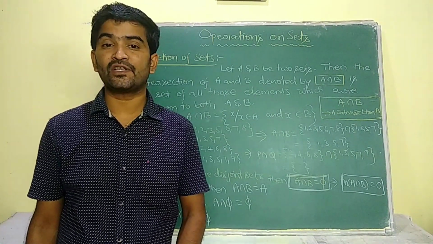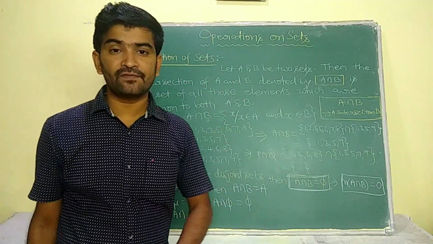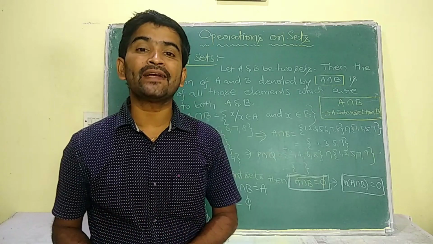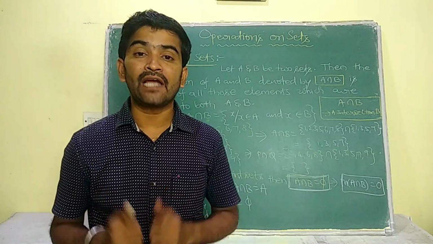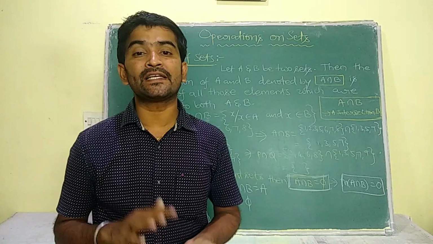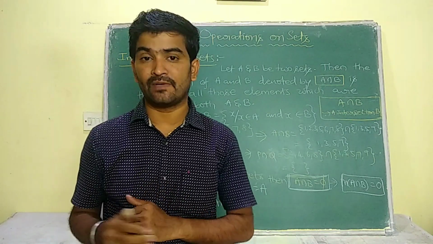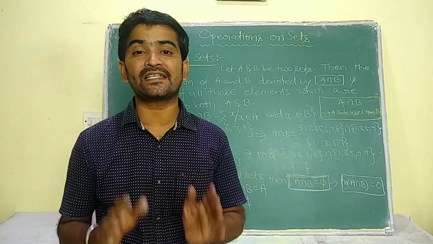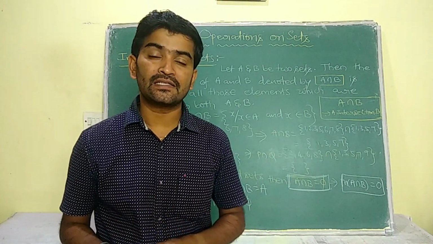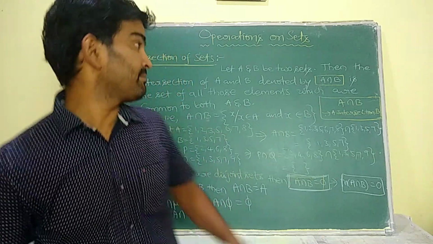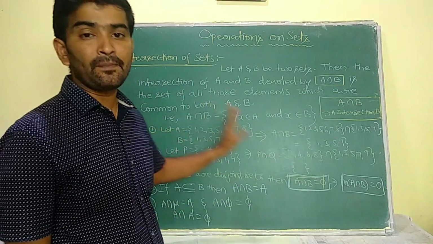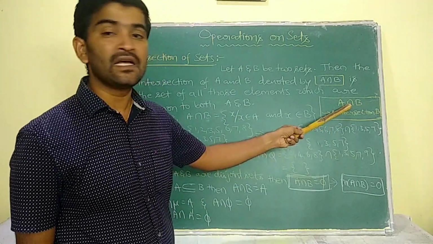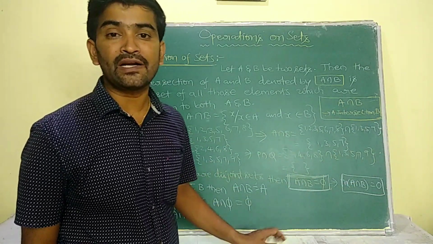Now the second operation on sets, that is intersection of sets. Let us suppose A and B are the two sets. Then to find the intersection of A and B, we have to write the common elements in both A and B in a new set. That common elements set of both A and B is known as intersection of the sets A and B. That is simply represented as A intersection B, like this. And that is pronounced as A intersection B. This symbol is intersection.